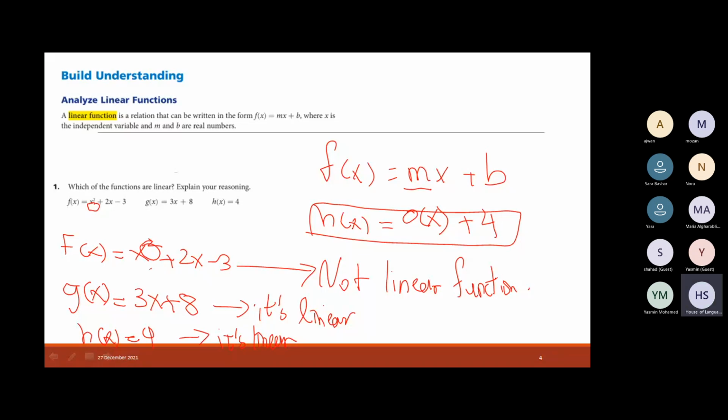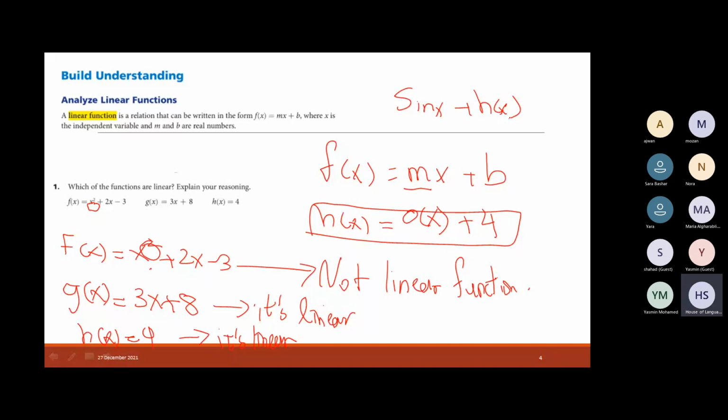Later on, if you have something like sine x plus h of x, cotangent, and so on, this is a trigonometric function. And we also have logarithmic functions. So we have a lot of types of function, but today we're going to know what I mean by the linear function.